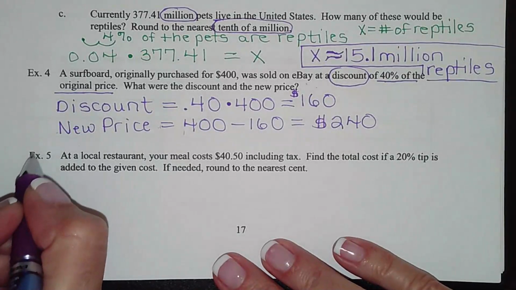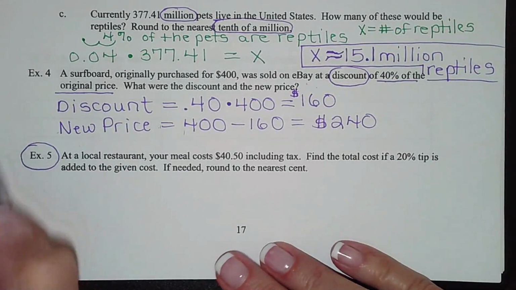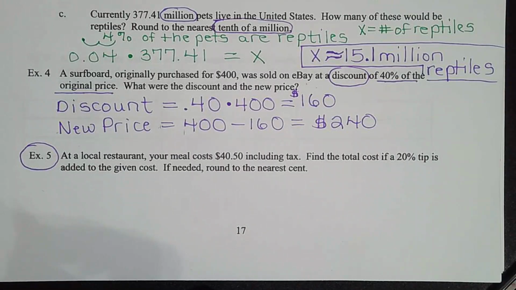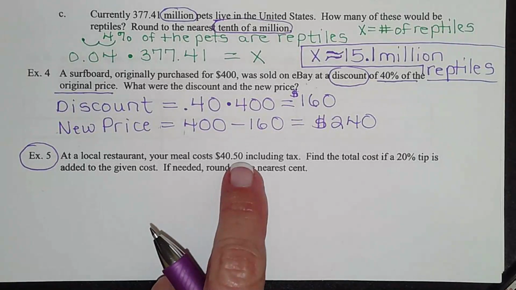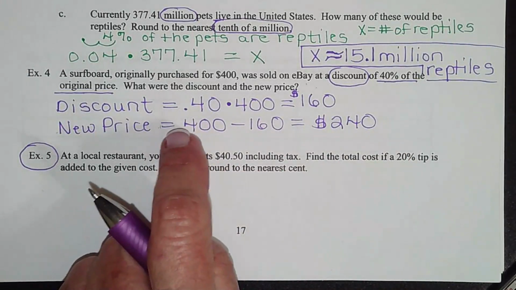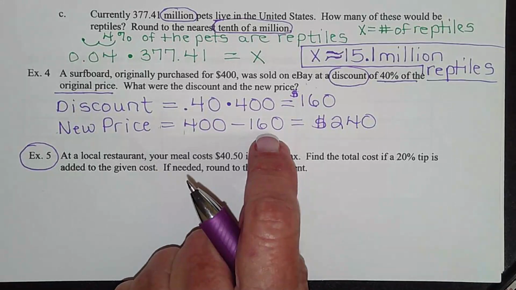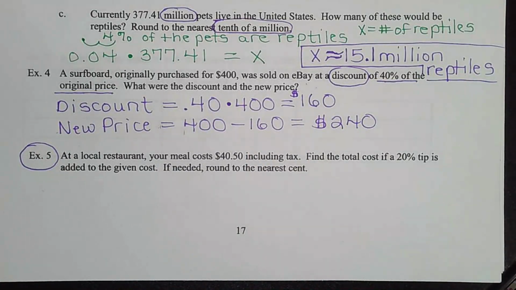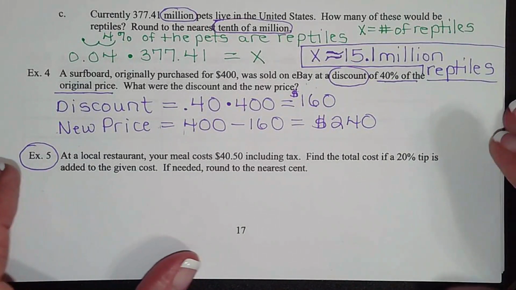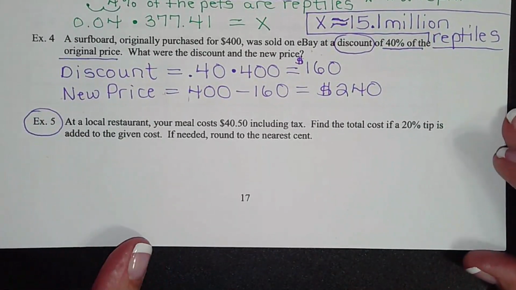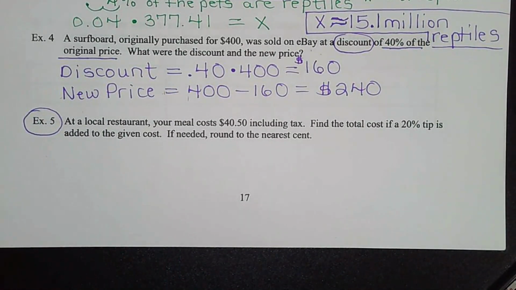Okay, I'm going to let you guys try example 5 since it's similar to this one. The only difference is you're going to be adding to your meal cost with the tip instead of subtracting with the discount. Only difference. Okay, so go ahead and work that one out and then join back and we'll see how you did.